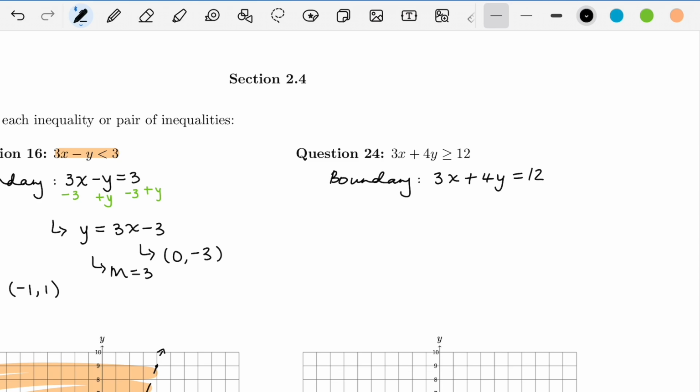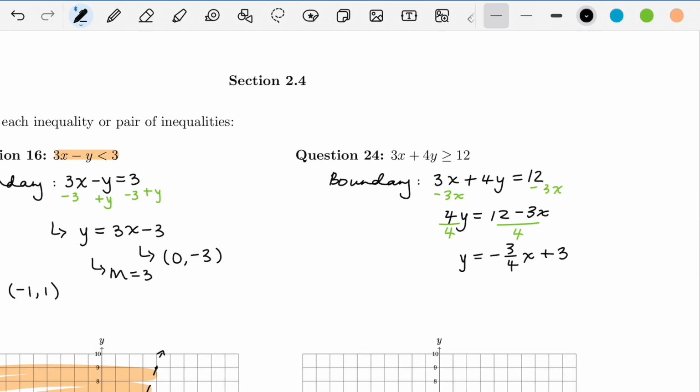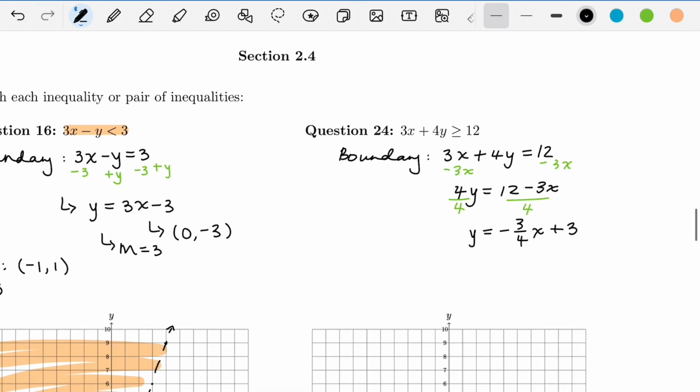So we're going to solve for y. First thing I'll do is subtract 3x on both sides. This gives me 4y is equal to 12 minus 3x. Now solving for y completely, we'll divide by 4 on both sides, and so this gives us y is equal to minus 3 over 4x, plus we have 12 over 4 here, so that'll be plus 3. So here, our y-intercept is going to be 0, 3, and our slope is minus 3 over 4.